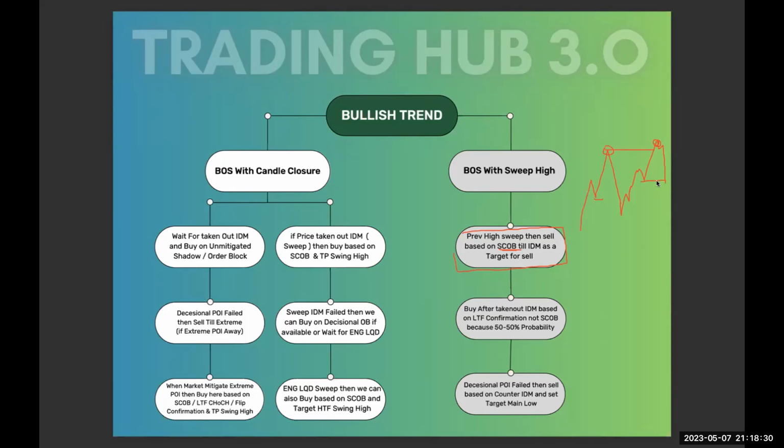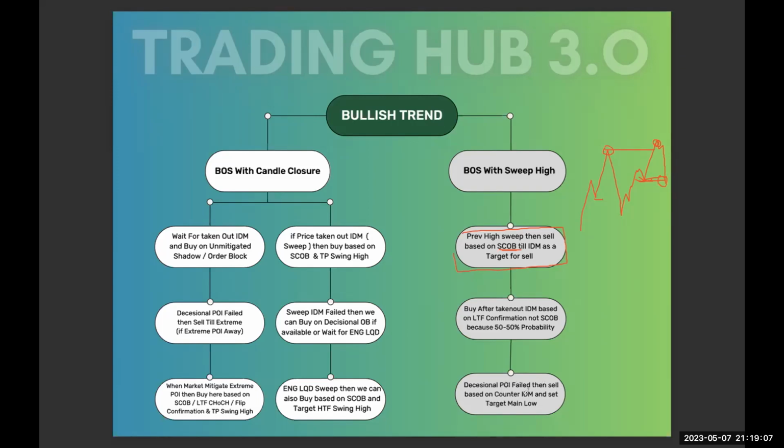Okay. And after taking out the inducement, based on lower time frame, not singular, because it's 50% probability. Exactly. After taking out this inducement, probability is 50% because this high is not confirmed. This is just a liquidity sweep. Maybe market can go higher, and maybe market pushes downside, right? So it depends. You have to wait, based on the taken out inducement, for a single candle order block, then you can buy. And this is a 50% probability, right?